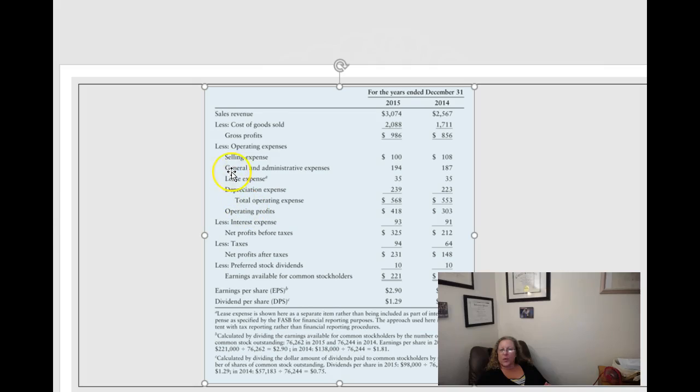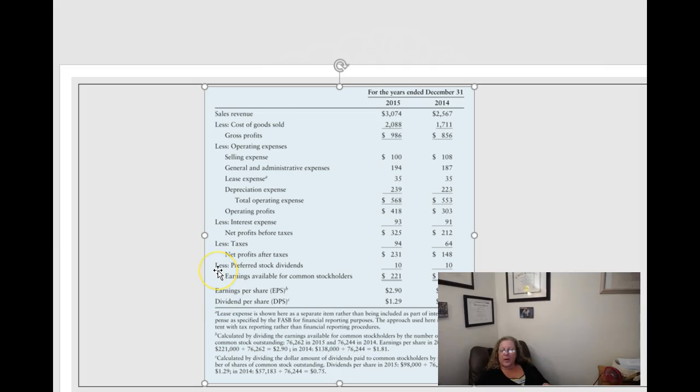So we have gross profits at the top, which is your sales revenue minus your cost of goods sold. Then we subtract all of our operating expenses and our interest expense, interest that we might be paying on loans, things like that. And then we get net profit before taxes. Then we subtract our taxes, and this gives us net profit after taxes. The main thing to remember is that the income statement has only revenue and expense accounts, revenue and expenses.